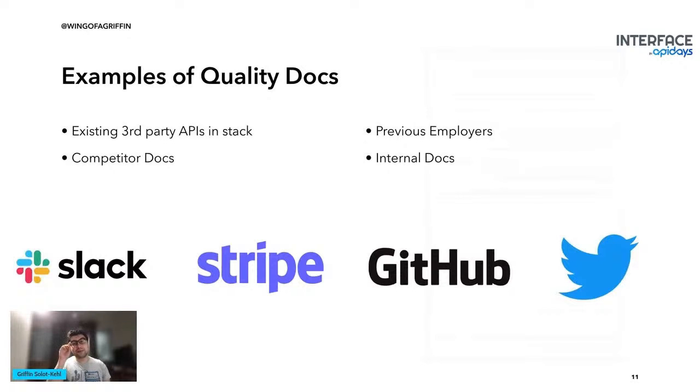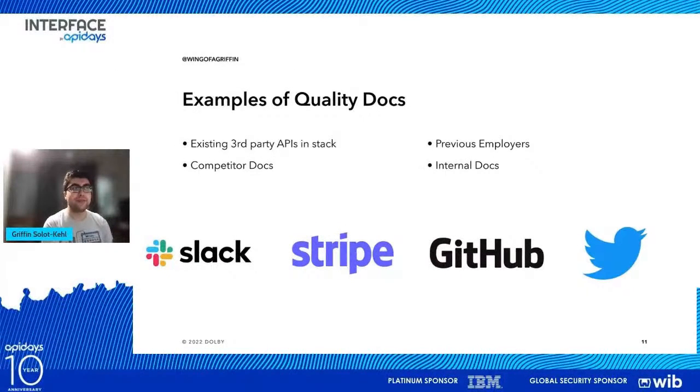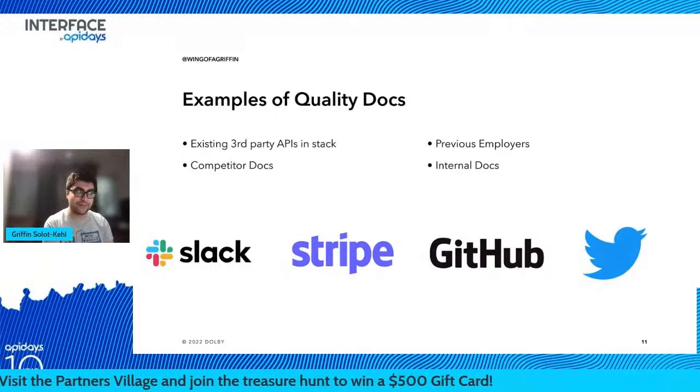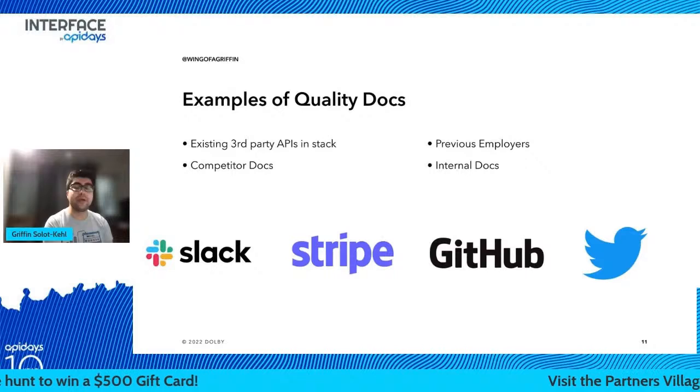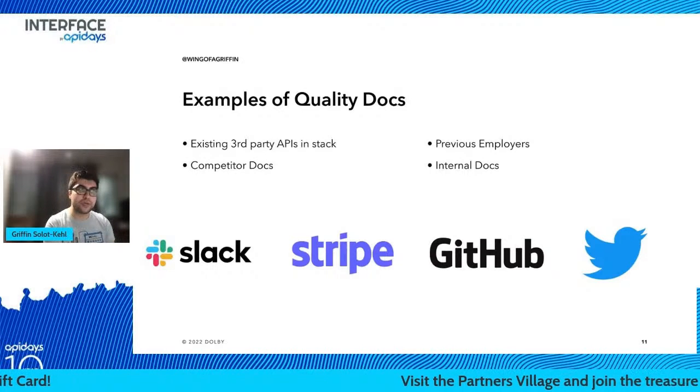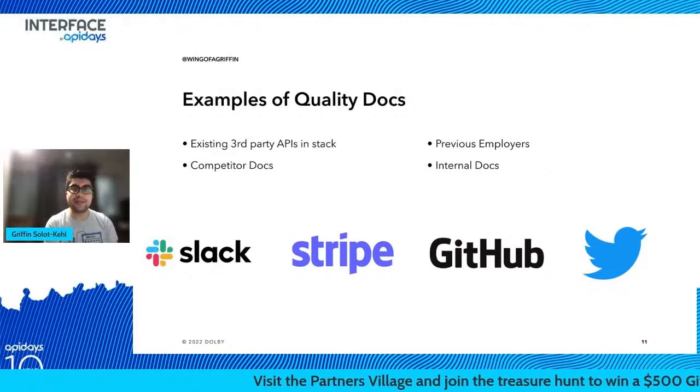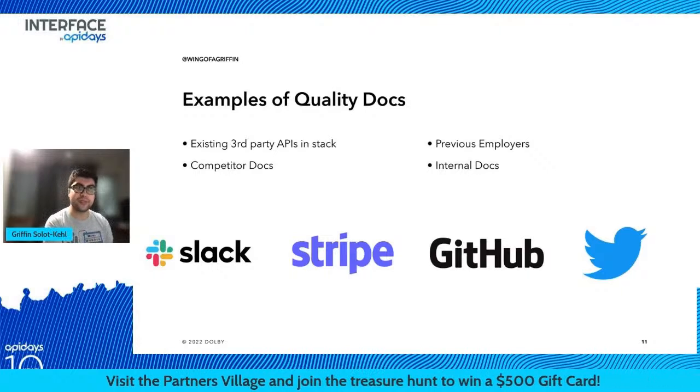Examples of quality docs. This is the area that I like talking about: taking advantage of other things that you're already using. If you're using existing third-party APIs in your stack, or if you're looking at your previous employers, look at their documentation pages and their specification docs and take advantage of what they're doing right and see if you can apply that to your own documentation. Similarly, take a look at your competitors' docs and see if they're doing anything that you want to be doing or not doing, as well as your internal docs, to make sure that you're doing things that are going to be intuitive to your developers.